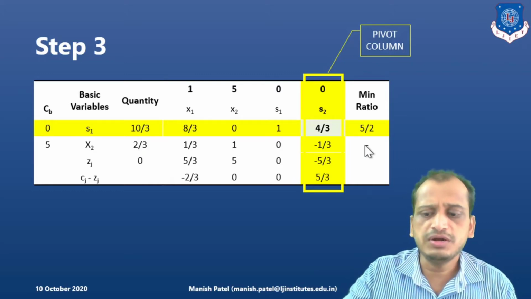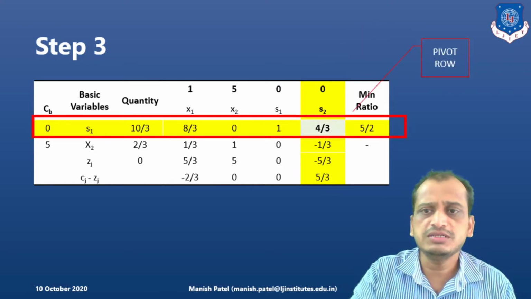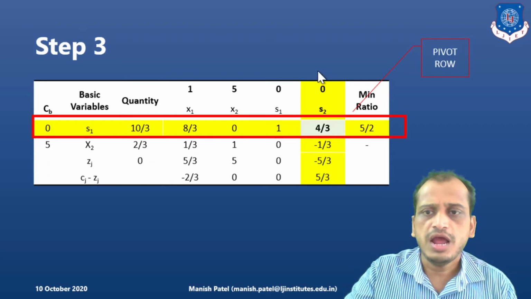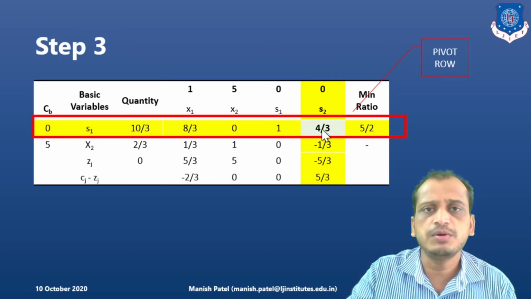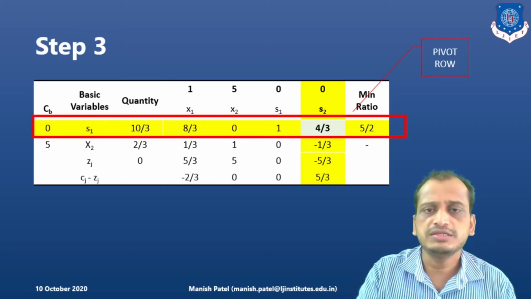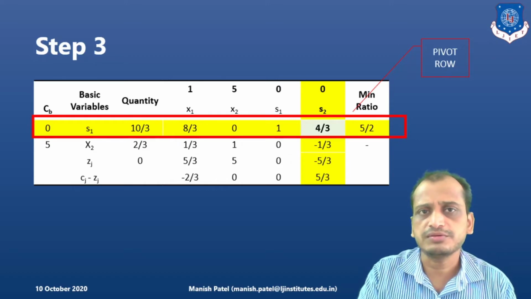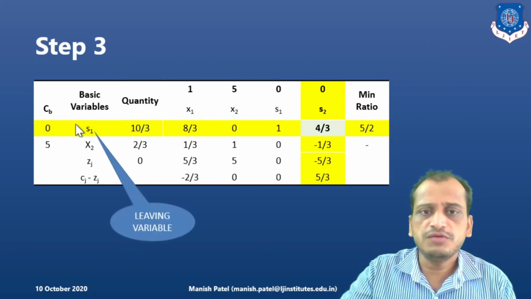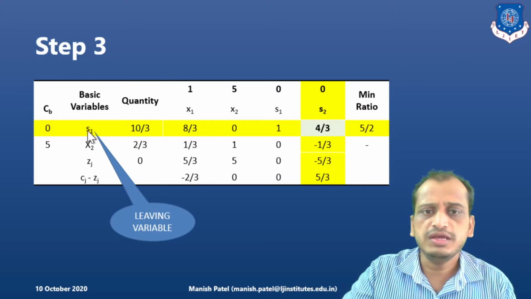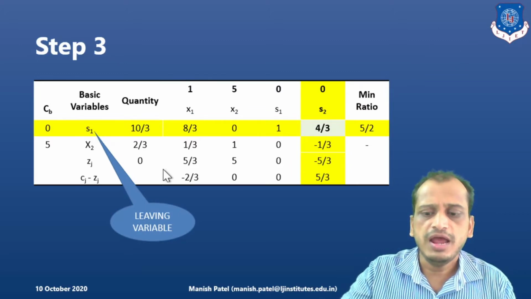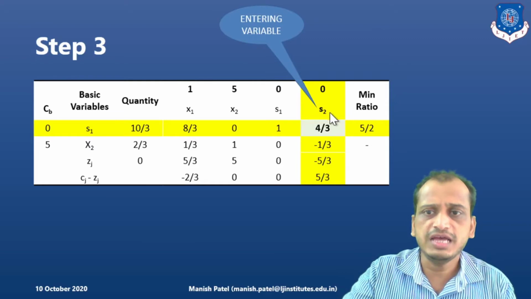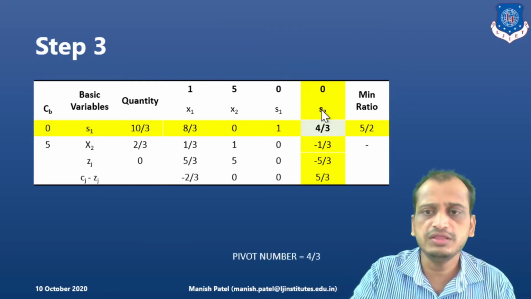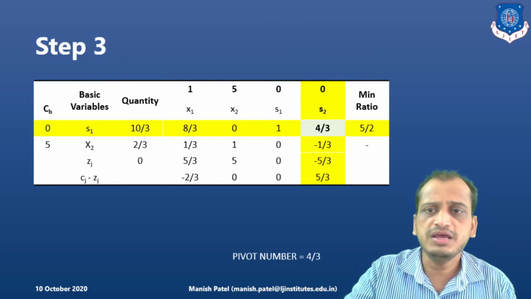So what is the pivot row here? Pivot row is this row which we have highlighted here, right? And the intersection point 4 by 3 is our pivot point, or you can say the key point. Now what is the leaving variable here? The variable corresponding to this row is the leaving variable S1, and the entering variable is S2. So instead of S1 we will write S2. So that is what we will do in the next step. So what is the pivot number here? 4 by 3.